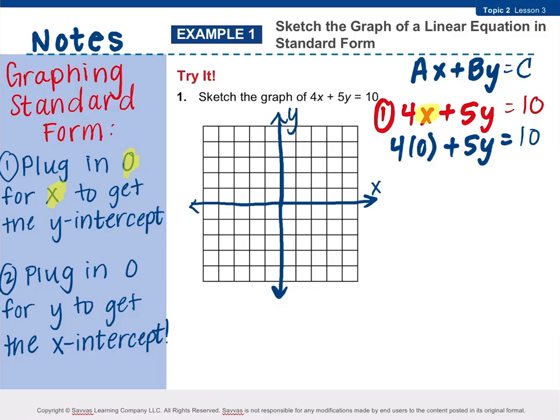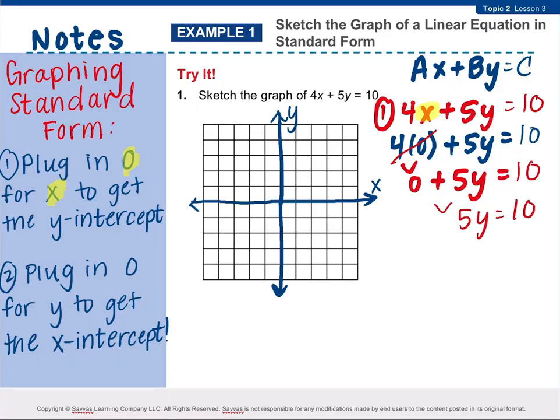Let's solve for y. So 4 times 0, that is 0, plus 5y equals 10. That's actually going to be pretty easy because 0 plus 5y is just 5y. So really I didn't even have to do all those steps. Plugging in that 0 for x just eliminates that entire term because 0 times anything is 0, right? So I could have just eliminated that whole term.